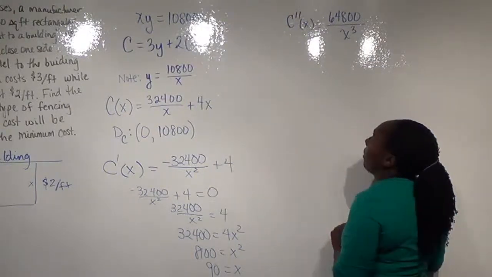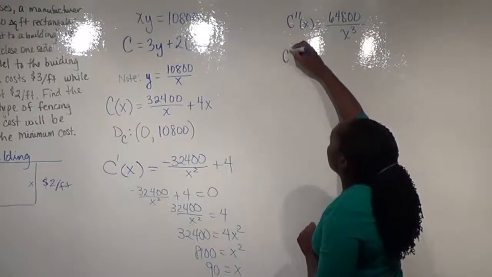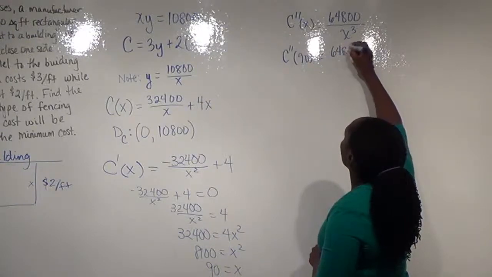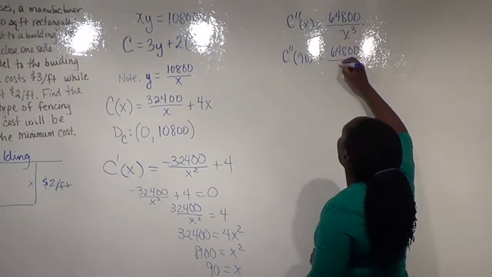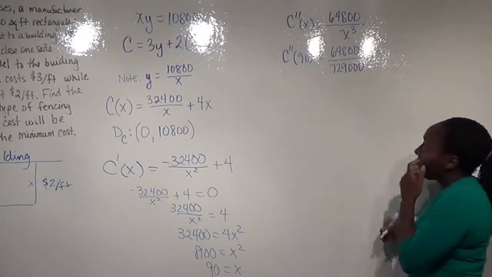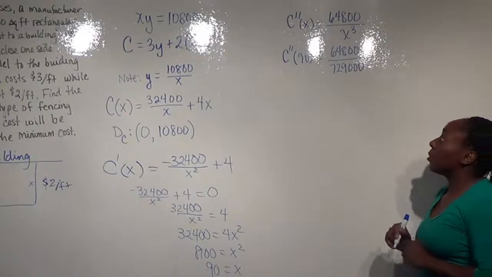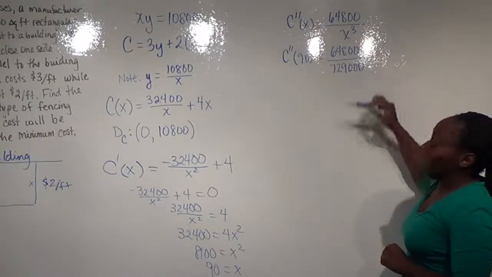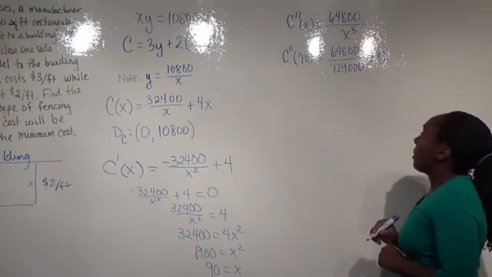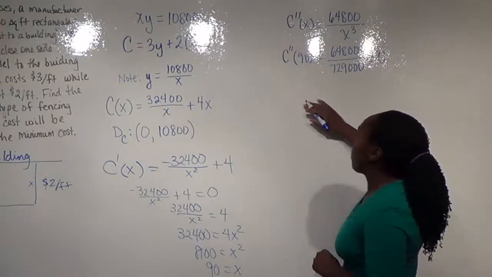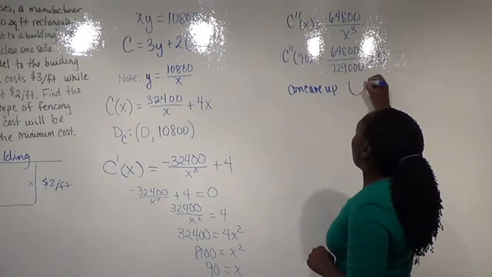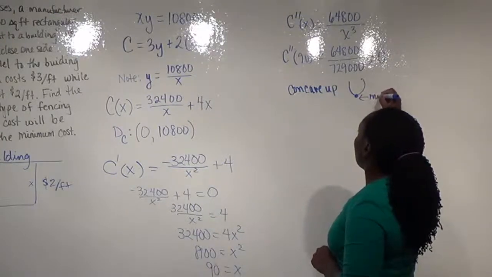That term is going to go to 0. We can see C double prime of 90 turns out to be this number. Again, I don't care so much what this number is. All I care is that this is positive. So this tells me I'm looking at something that is concave up, which means we have a min.